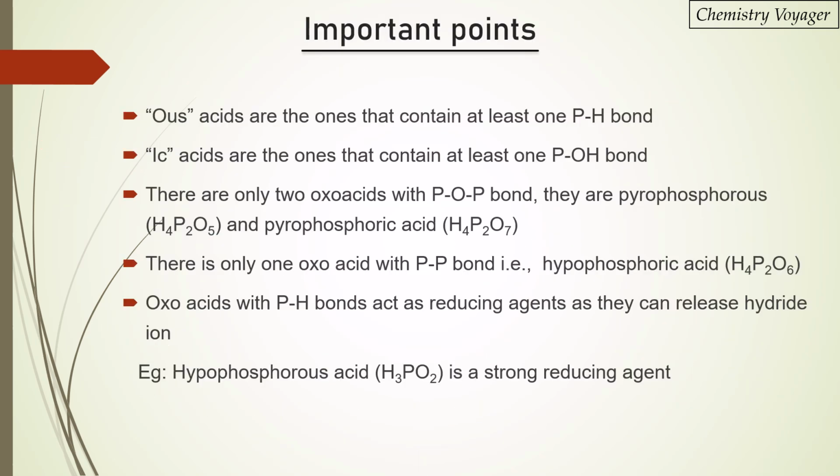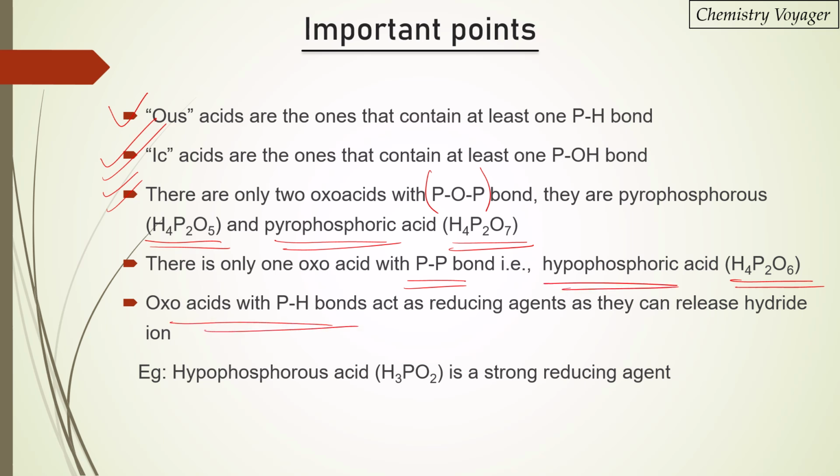And these are the important points which we have already discussed in the previous slide. As we have discussed, ous acids are the ones that contain at least one P-H bond, and ic acids are the ones that contain at least one P-OH bond. There are only two oxoacids that show phosphorus to oxygen, oxygen to phosphorus linkage, and they are H4P2O5 called pyrophosphorous acid and H4P2O7 called pyrophosphoric acid. And there is only one oxoacid which can show phosphorus to phosphorus linkage, that is H4P2O6, which is called hypophosphoric acid.